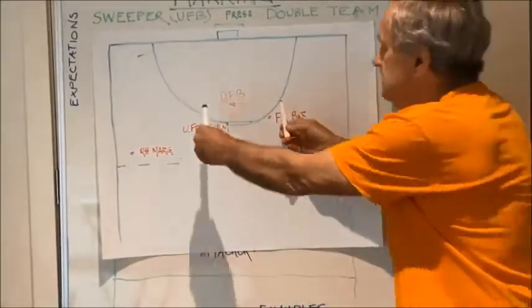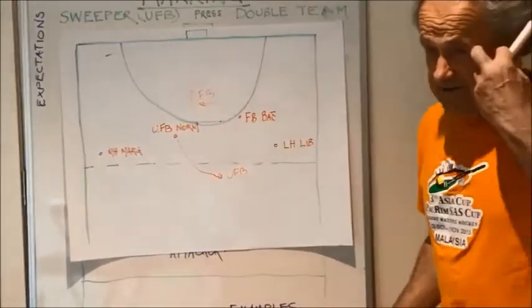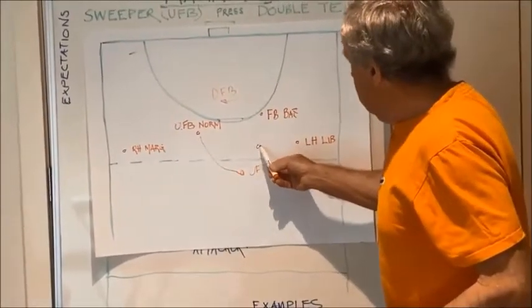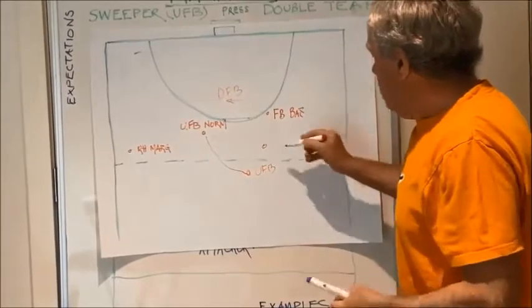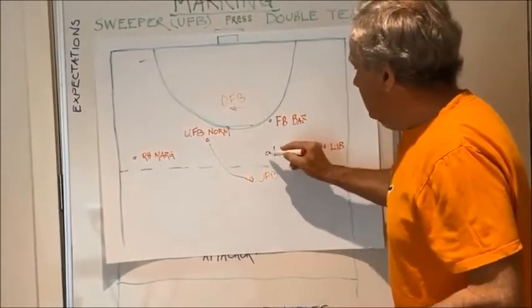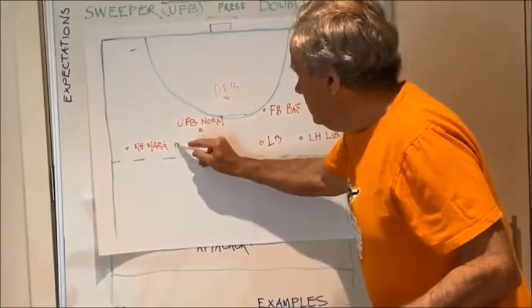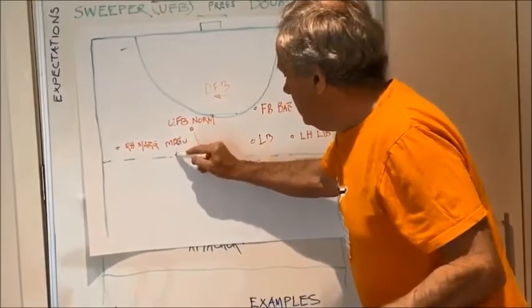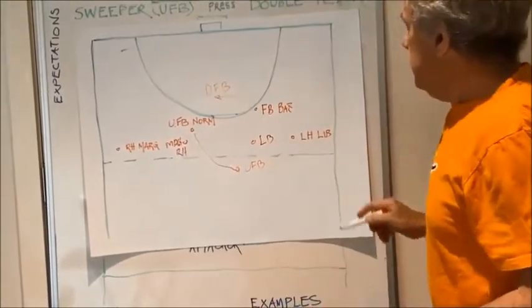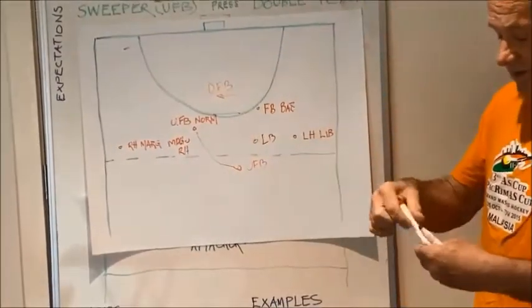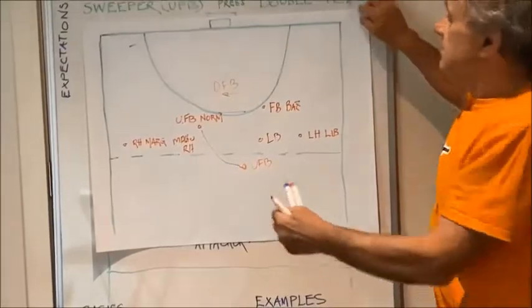Now we want to guard the centre of the field because that's the most dangerous part. So our wing half, Lib, move in toward the centre, as would Marg, the right half. So now we've set up covering the centre. So that's a good place to start.